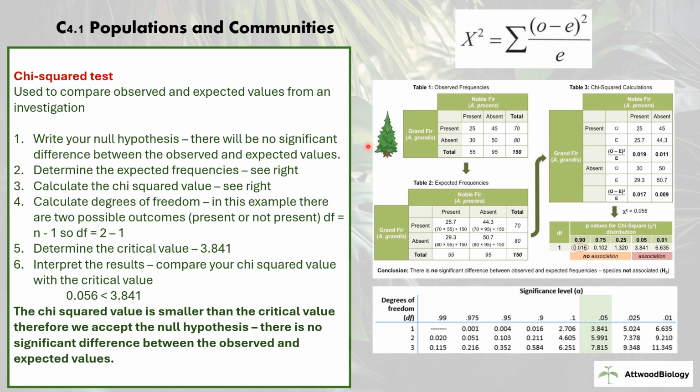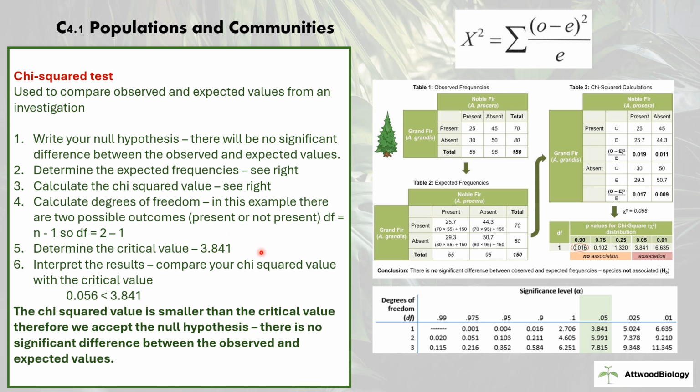We're then going to calculate the chi-squared values. So you can see that we've got observed values, expected values. We then do observed minus expected, squared, over expected, because this is your chi-squared formula. And once we've done that, we add them all together because it's a sum of, and the chi-squared value is just down here. We then need to calculate the degrees of freedom. The degrees of freedom in chi-squared is always n minus 1. Now, n is the number of possible outcomes, which in this case is 2, present or absent. So therefore, 2 minus 1 is 1 degree of freedom.